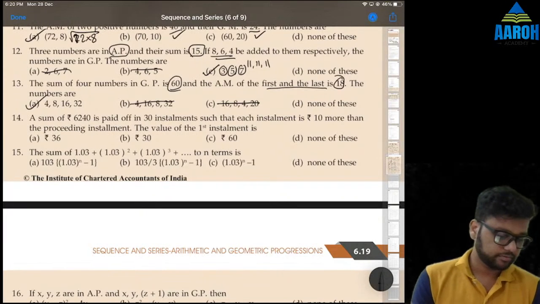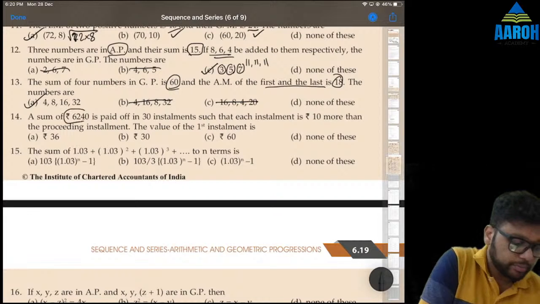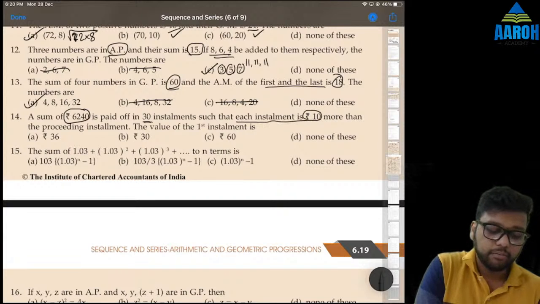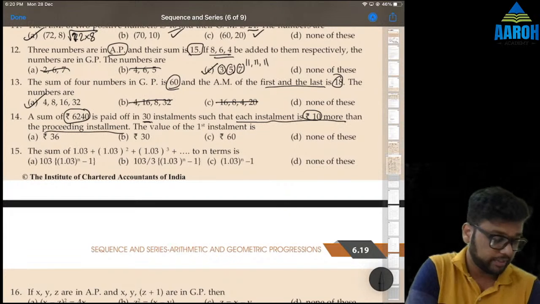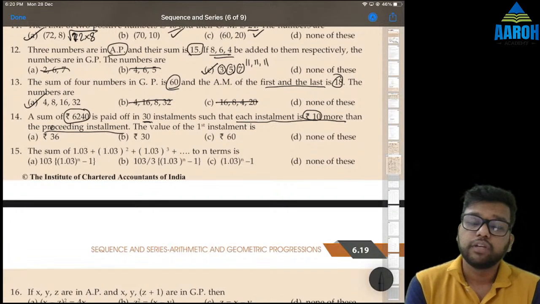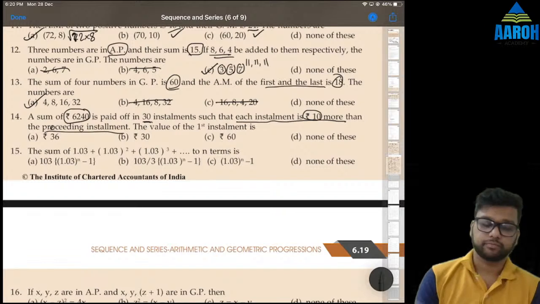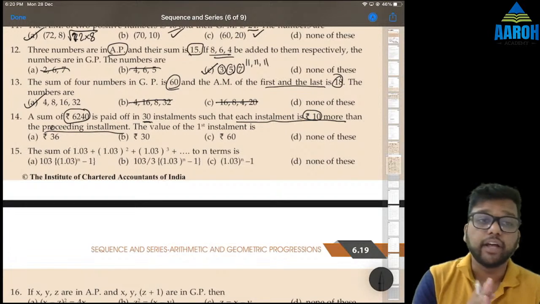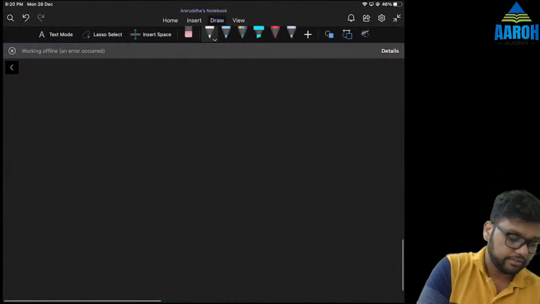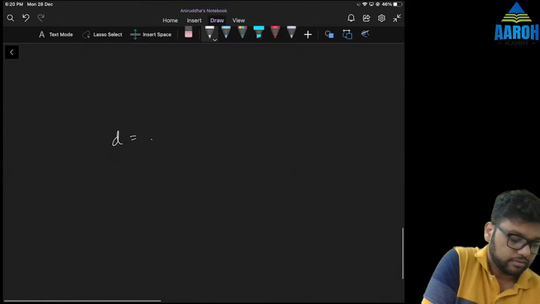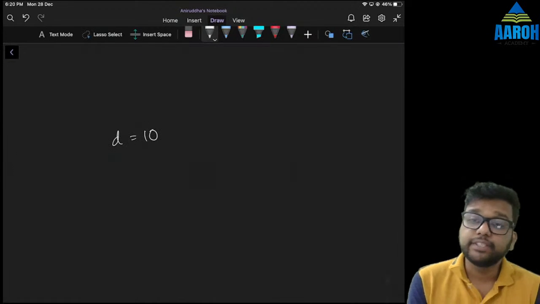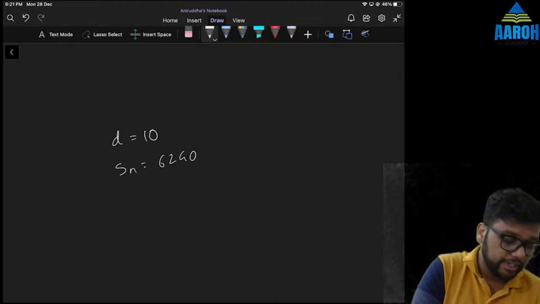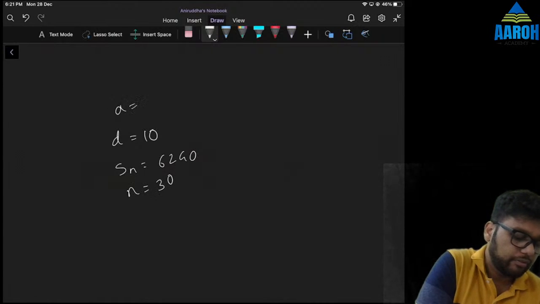Then 14th. A sum of 6240 rupees is paid off in 30 installments such that each installment is rupees 10 more than the preceding installment. The value of first installment is... 10 more than preceding installment means it is in arithmetic progression with common difference of 10, right? And in total we have to pay 6240 rupees. That means SN is 6240. How many installments are there? 30. That means N is 30 and we want A.